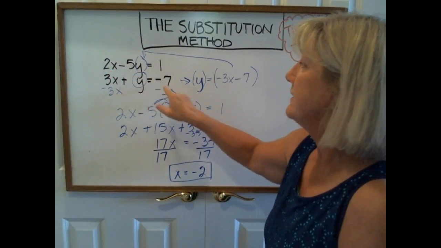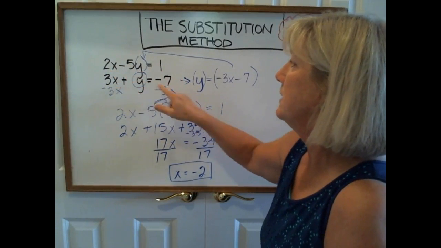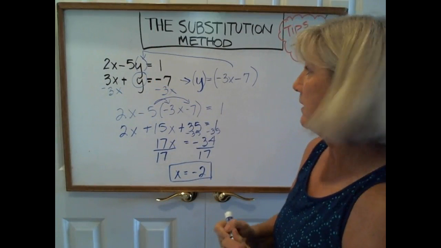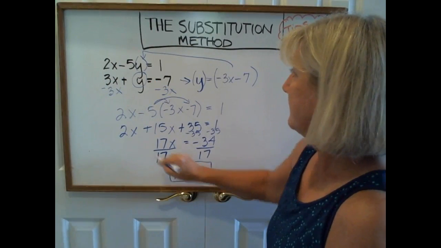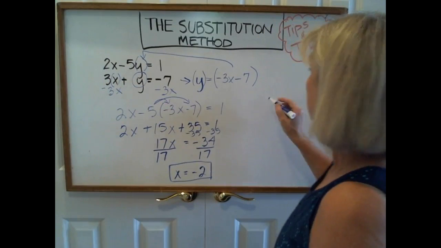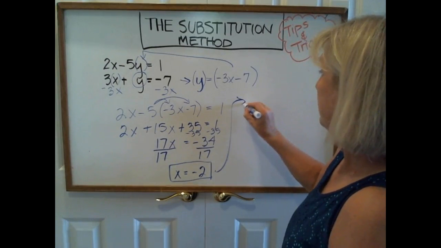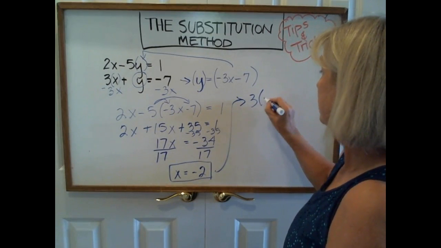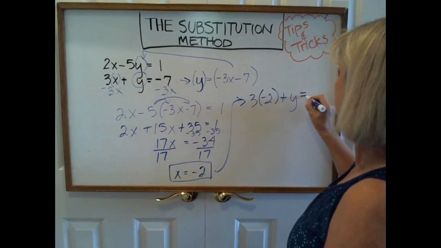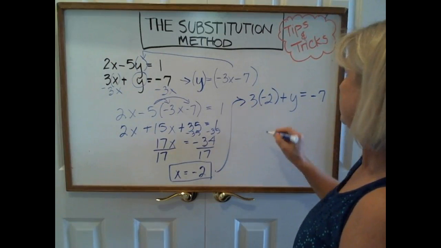It's not too obvious in this case, but I'm going to pick this one just because there's a plain y right now and it will make it easier to solve for. So I'm going to take this negative 2 and put it into this x right there. So I'm going to do that up here. I'm going to go 3 times negative 2 plus y equals negative 7.